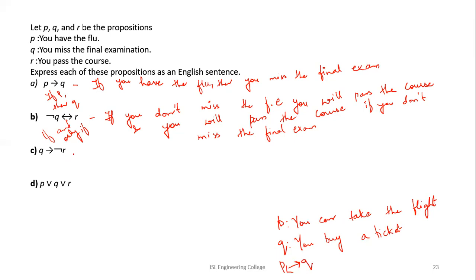Q implies negation R. R is you pass the course, so negation R will be you don't pass the course, and it will be similar to the first one, if P then Q. So here it will be if Q then not R. So let's just write it. If you miss the final exam, then you will not pass the course.